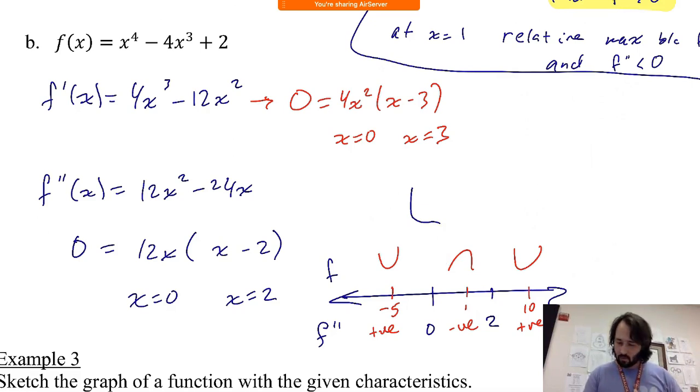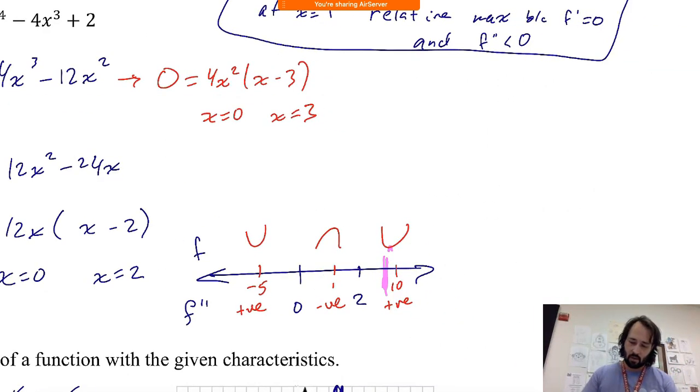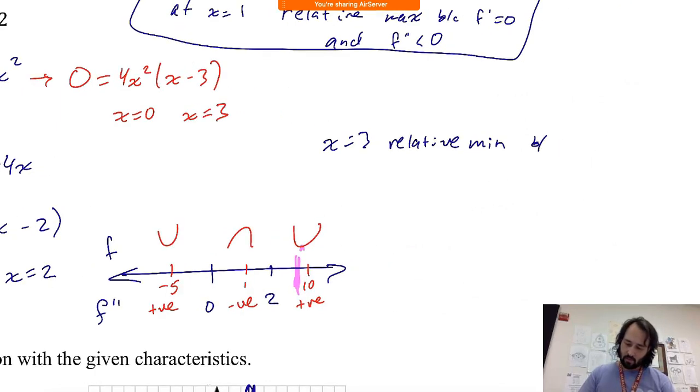So at 3, I really just need to figure out where 3 fits. 3 fits right here. So what that tells me is that would be a minimum point because I am concave up. So x equals 3 is my only relative extrema, and that is a relative min because f prime is 0 and f double prime is greater than 0 there.